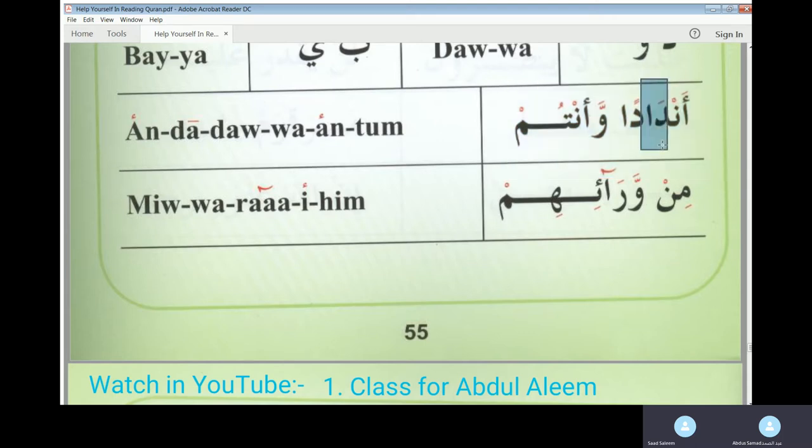Read this. This is da, not dau. And this is dau. Because of Shadda, we have to join this Shadda with the previous vowel Fatha. It will become dau. Read this word again. Anda dawa antum. Good, this time correct. Read again. Good.